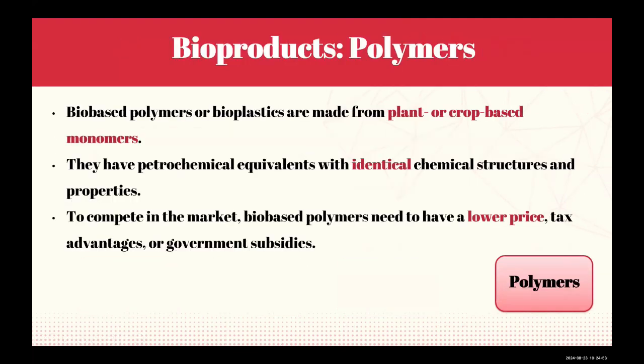So bio-based polymers or bioplastics are produced from plant or crop-based monomers. So these monomers are derived from renewable biological resources, making them a more sustainable alternative to traditional petrochemical-based polymers. So plastics that are made from the traditional method using fossil fuels. Despite being derived from different sources, the bio-based polymers often have identical chemical structures and properties to their petrochemical equivalents. So this similarity actually allows them to be used in many of the same applications as conventional plastics.